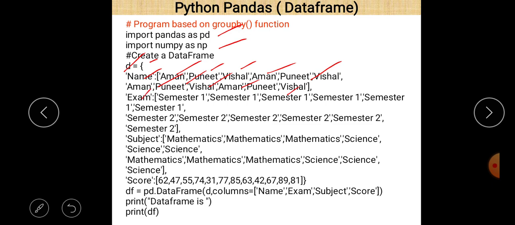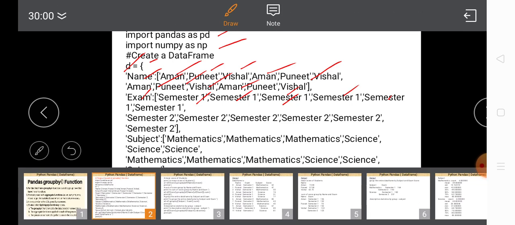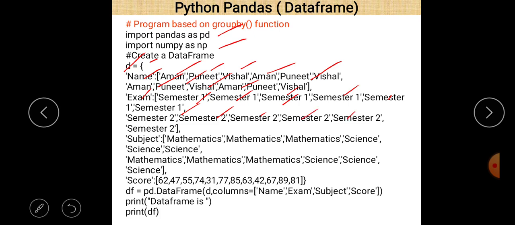Then exam is another key, and regarding that there are different values: semester 1, semester 1, semester 1, semester 1, semester 1, semester 2, semester 2, semester 2, semester 2, and semester 2. And the third key is subject. Regarding that, the different values are mathematics, mathematics, mathematics, science, science, science. So different types of values are continuously repeating. And then score. Score is another key, and regarding that, different scores are given here.